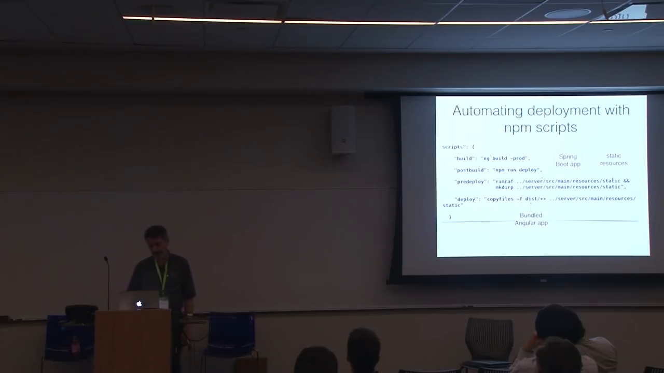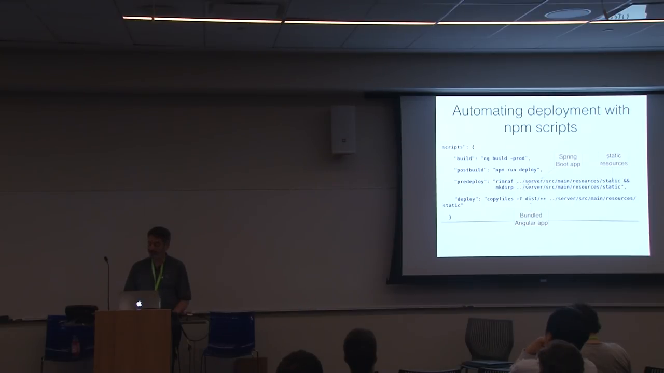What are they doing? The first one is building optimized bundles. The size of this app will be like 100 kilobytes total. Then I will do deploy. In deploy, I said I want to copy files from my disk directory where the bundles are built into the server directory. This is my Spring Boot app in the server directory. But I want to do predeploy. So rimraf is a cross-platform utility to delete a directory. And mkdir -p means create directory. Works the same on any platform. So what I'm doing, I'm creating a static directory under my Spring Boot app.